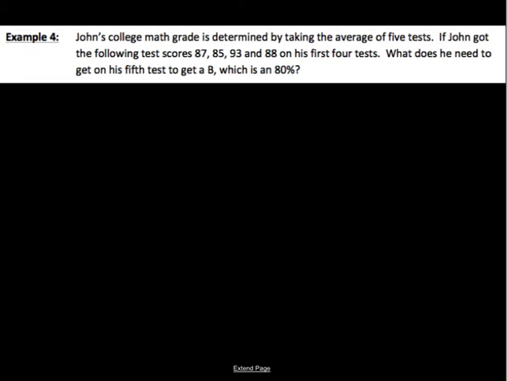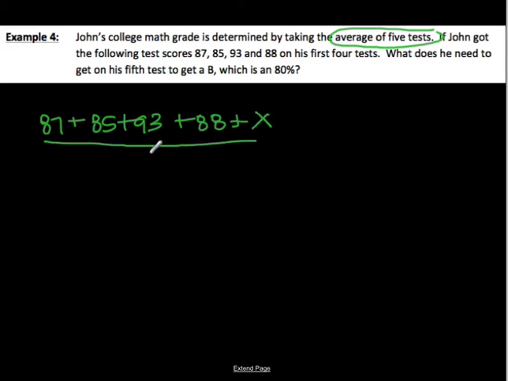John's college math grade is determined by taking the average of 5 tests. If John got the following test scores, 87, 85, 93, and 88 on his first 4 tests, what does he need to get on his 5th test to get a B, which is an 80%? Well, we're finding average. So remember, average is taking them all and adding them together, dividing by the number of numbers, to figure out the average. So we have 87 plus 85 plus 93 plus 88 plus, there's 5 test scores, I don't know the last one, so plus x, all over the number of tests, there's 5.